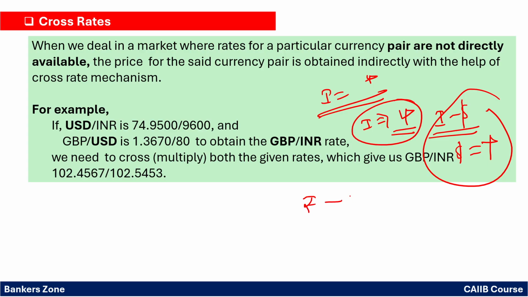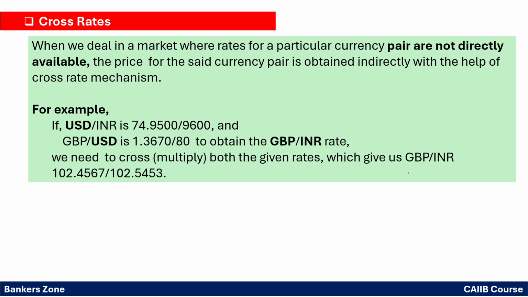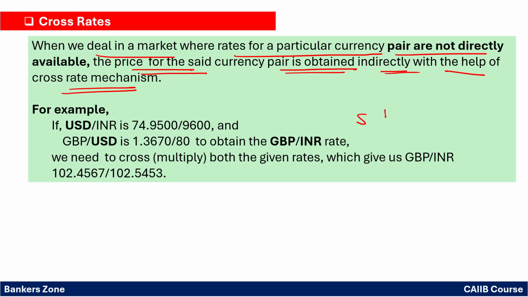So rupee to yen you want, right? But you don't have a direct quotation. You are having the Indian rupee to dollar, and you are having dollar to the Japanese yen. So based on that, you can calculate the rupee to yen, right? So simply, when we have to deal in the market where the rate of a particular currency pair is not directly available, the price for the said currency pair is obtained indirectly with the help of the cross rate mechanism. So here you only have to understand the meaning. We have to solve the problem based on the cross rate mechanism.